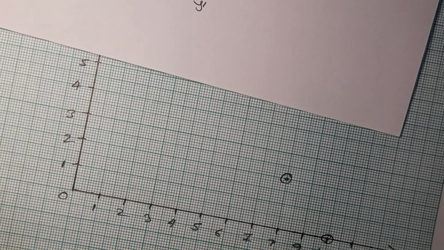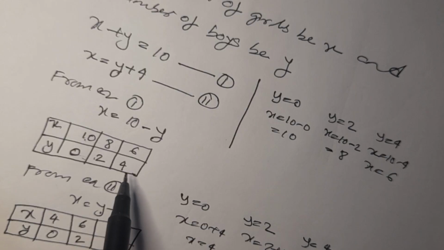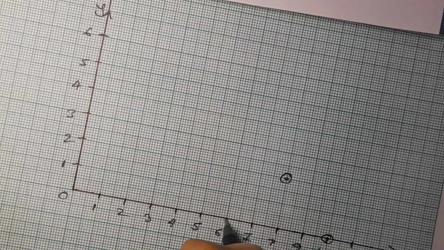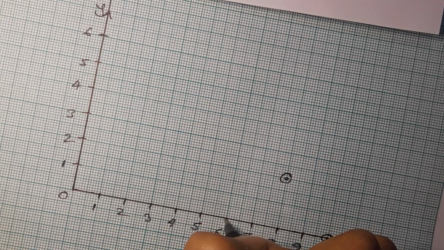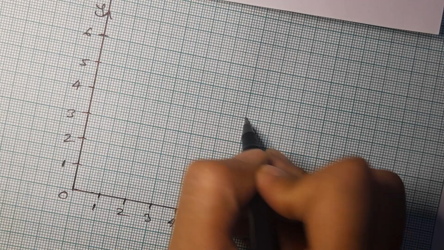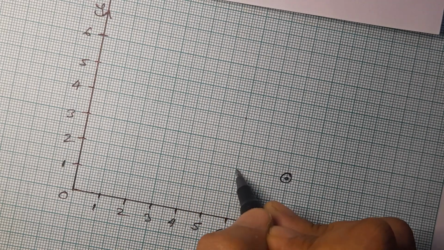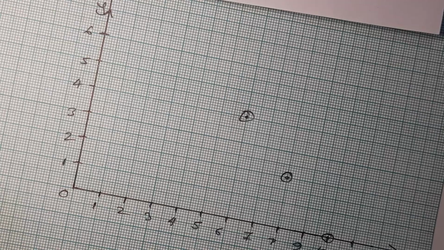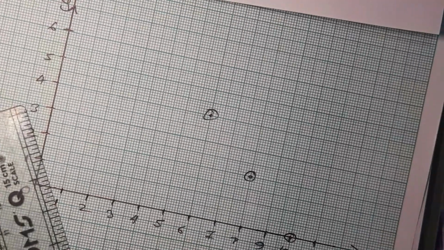So y is 2. Now come to another point. X is 6, y is 4. Where is the 4? Here is the 4. So it will be here. 1, 2, 3, 4. We got all. So make it a straight line. We will always get a straight line. Join the line.